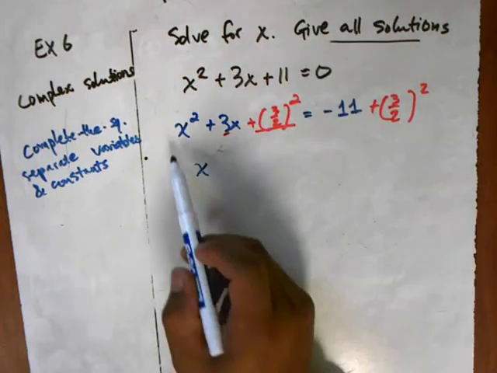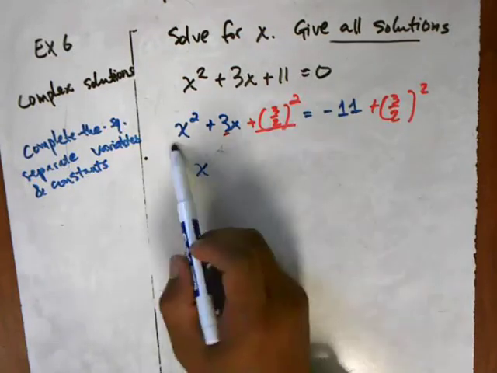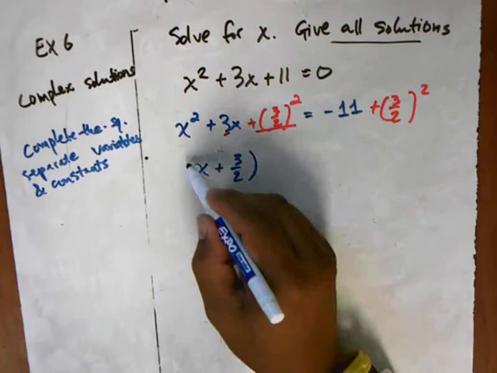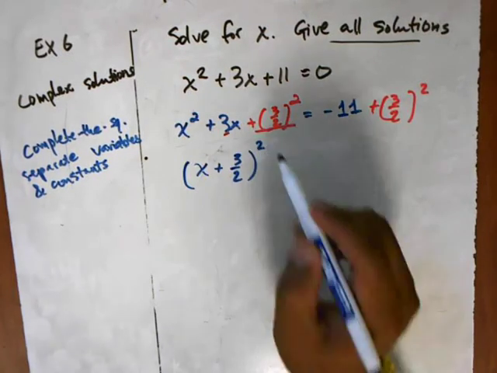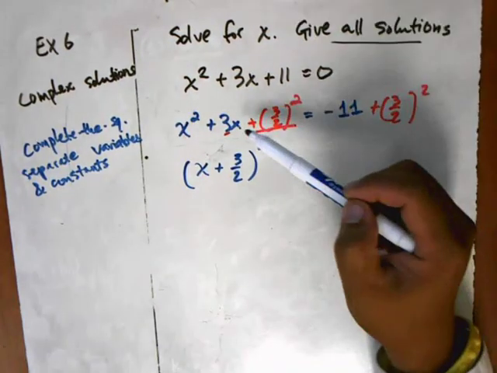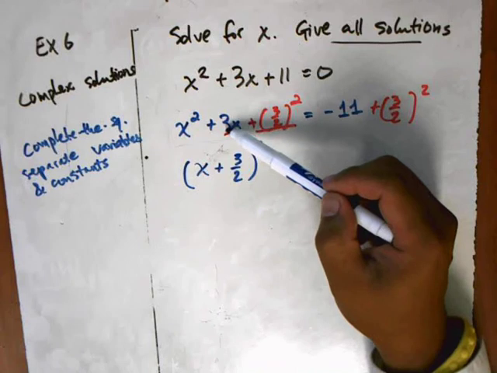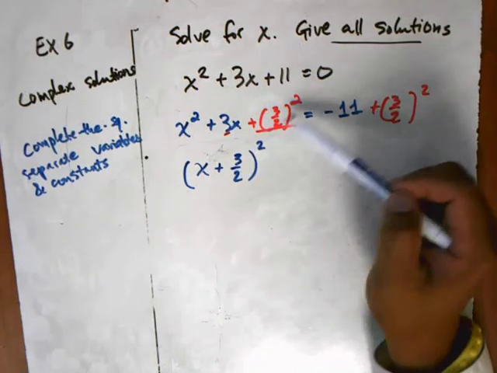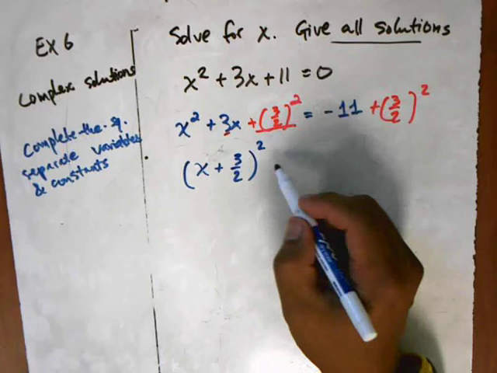So on the left side here, this factors perfectly into x plus 3/2 quantity squared. Okay, so whatever the middle term is, you divide it by 2 to get this term, and you square it to get this term.